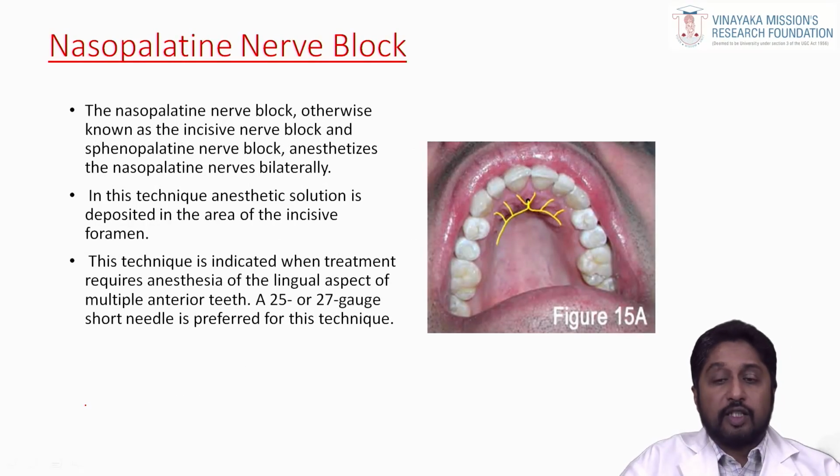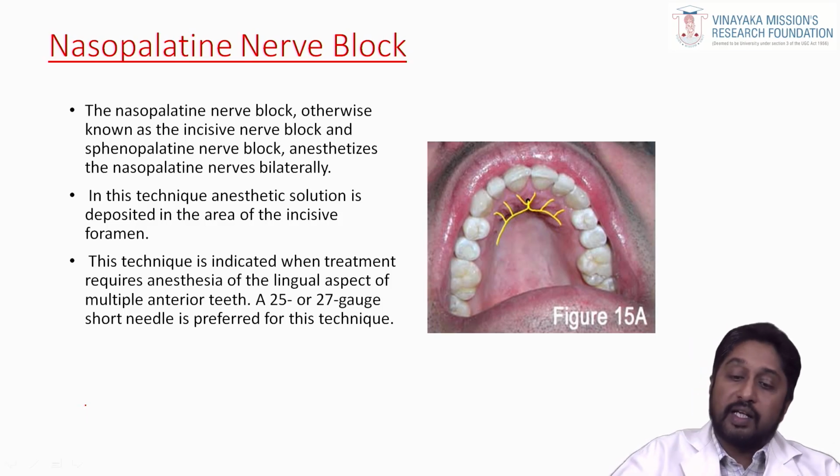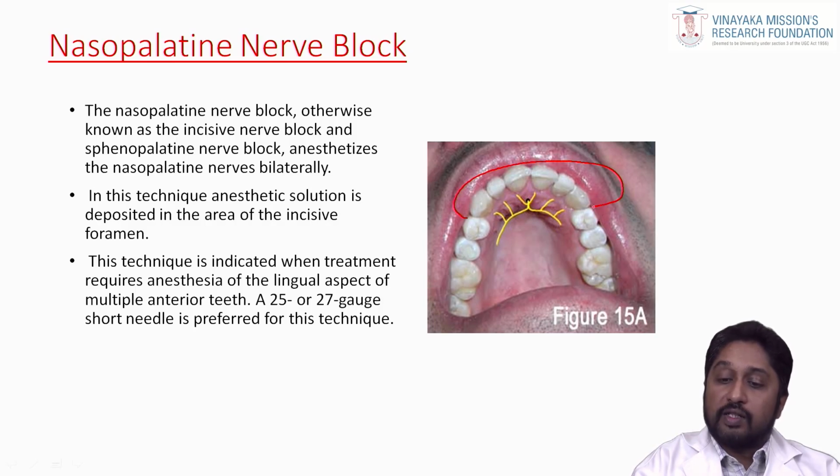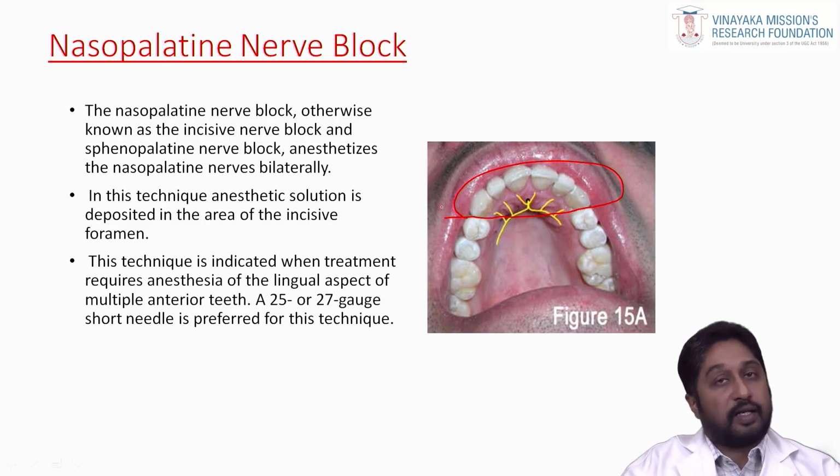Next is the nasopalatine nerve block. You know exactly where the nasopalatine is. When you look across, you find it in between your central incisors. The nasopalatine nerve block, otherwise known as the incisive nerve block, anesthetizes the nasopalatine nerves bilaterally. So this is the only part where you anesthetize bilaterally. Here you anesthetize from canine region to canine region, so this entire region gets anesthetized.